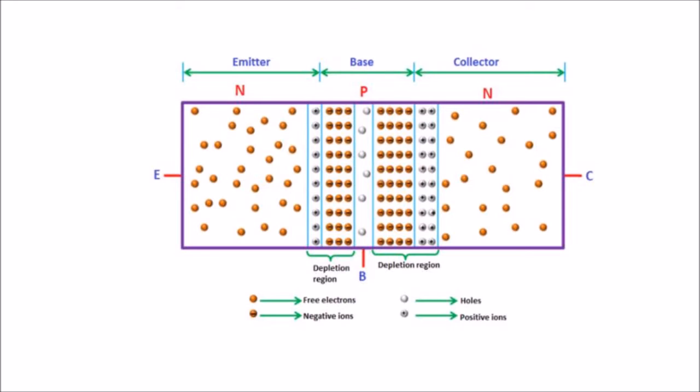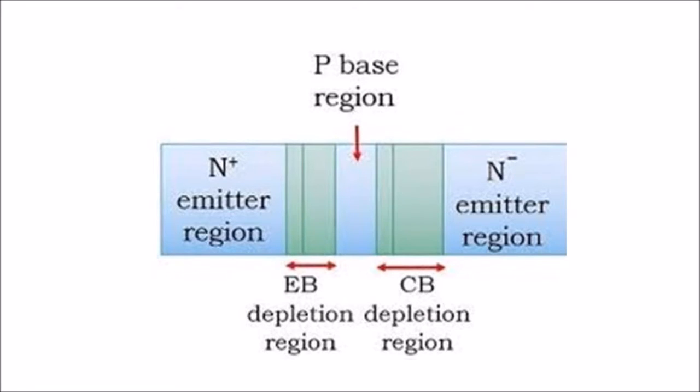Similarly, at the base to collector junction, the collector is heavily doped and the base is lightly doped, so the depletion region penetrates more towards the base side and less towards the collector side. The collector region is lightly doped compared to the emitter region, so the depletion layer width at the collector side is more than the depletion layer width at the emitter side. So when we are analyzing each of these junctions, firstly we consider the emitter-base junction.